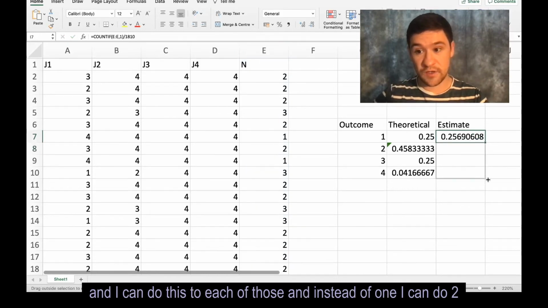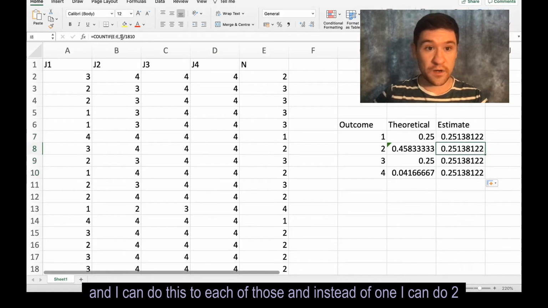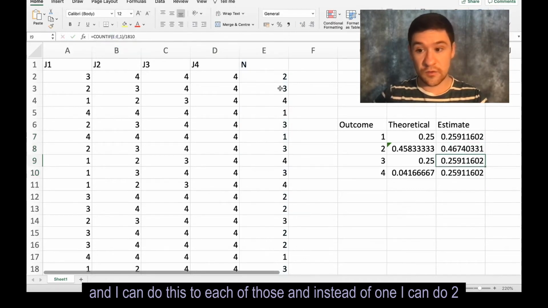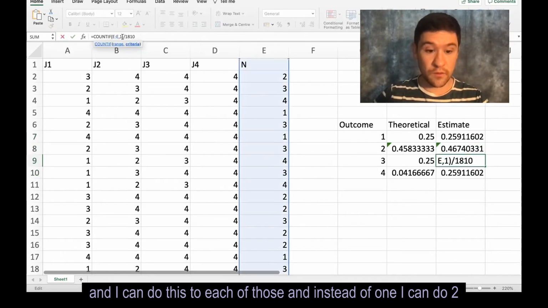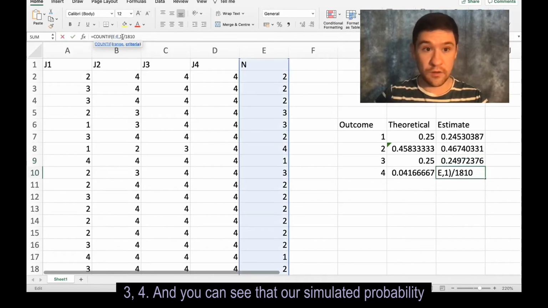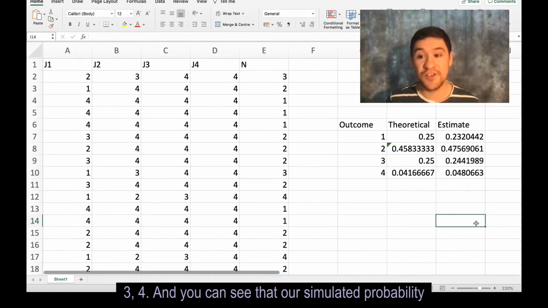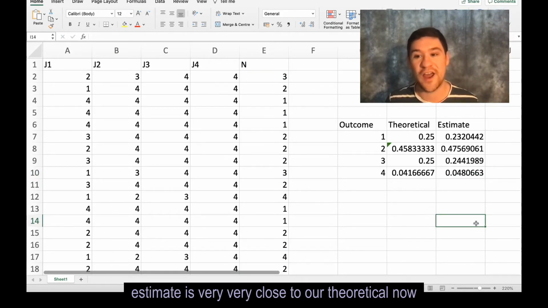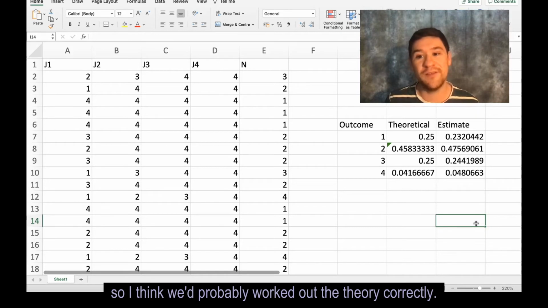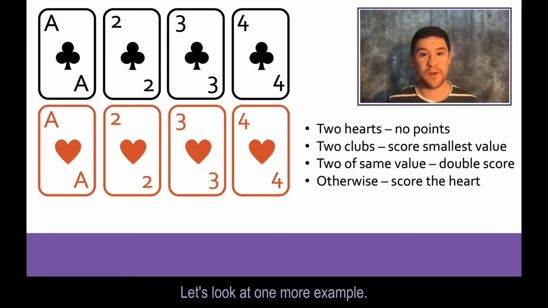And I can do this to each of those. Instead of 1, I can do 2, 3, 4. And you can see that our simulated probability estimate is very close to our theoretical now. So I think we've probably worked out the theory correctly. Let's look at one more example.